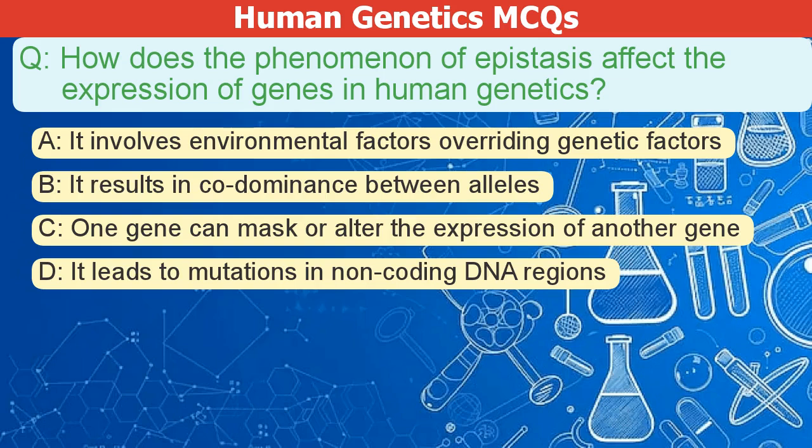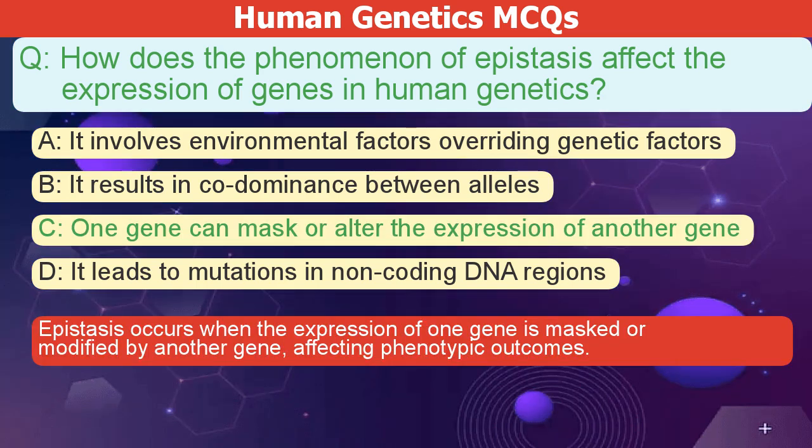How does the phenomenon of epistasis affect the expression of genes in human genetics? A. It involves environmental factors overriding genetic factors. B. It results in codominance between alleles. C. One gene can mask or alter the expression of another gene. D. It leads to mutations in non-coding DNA regions. The correct answer is C. Epistasis occurs when the expression of one gene is masked or modified by another gene, affecting phenotypic outcomes.